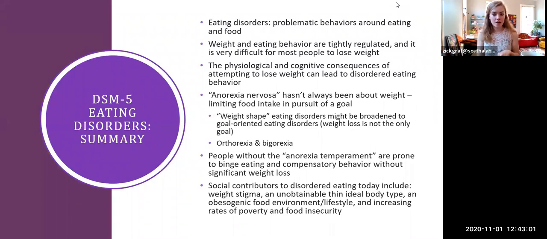In the modern United States, societal contributors to disordered eating include weight stigma, an unobtainable thin ideal body type, an obesogenic food environment that we all live in, and lifestyle that we all have, sedentary, lots of access to highly palatable foods, and increasing rates of poverty and food insecurity that create an even more obesogenic food environment for a subset of the population based on their income.